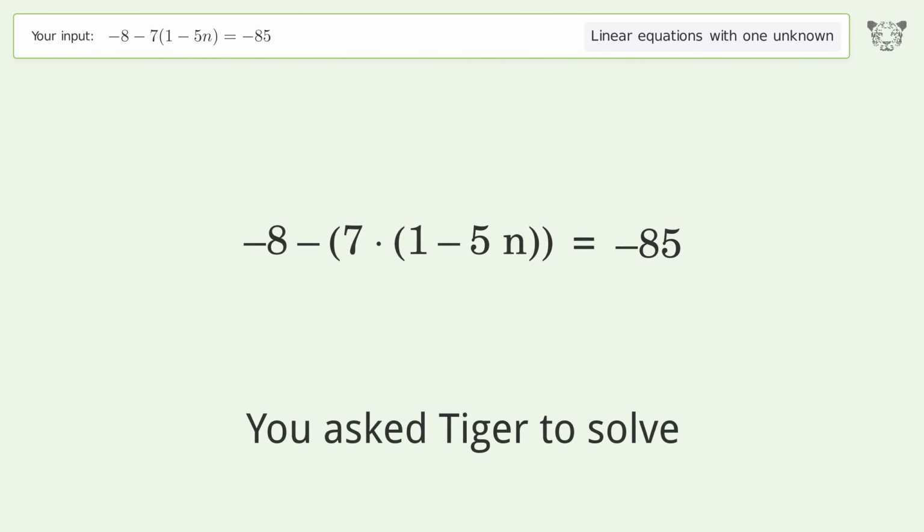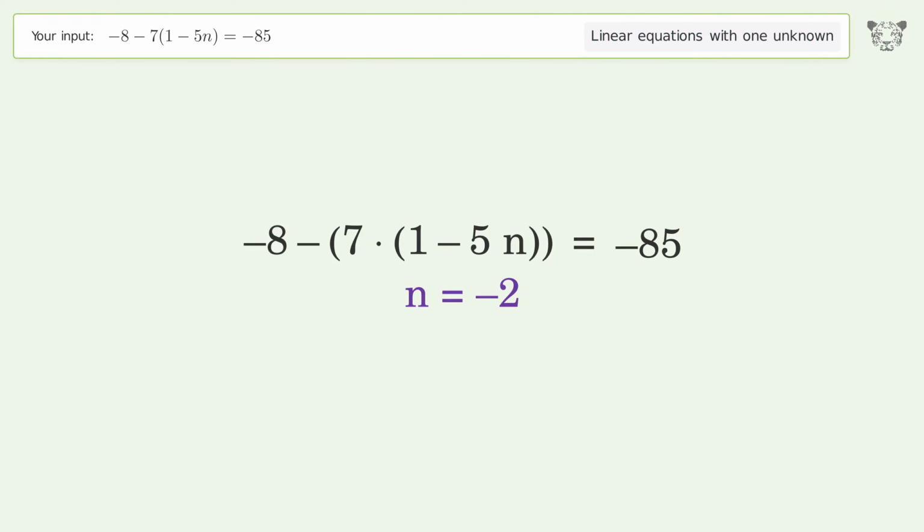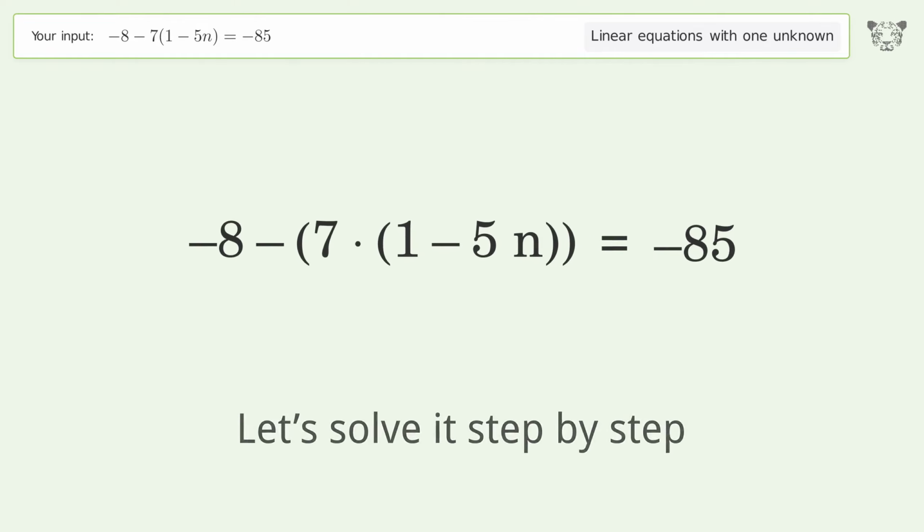You ask Tiger to solve this. This deals with linear equations with one unknown. The final result is n equals -2. Let's solve it step by step.